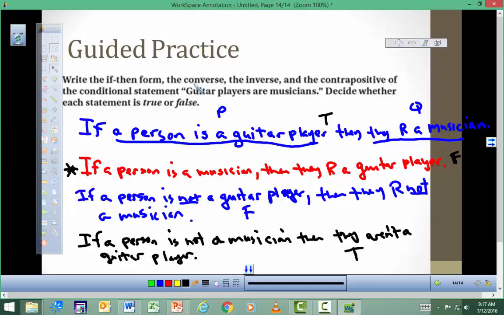So we've stated each of the statements. Right here's the converse. The inverse is right here, and the contrapositive was right here. And then we decided whether each one was true or false.